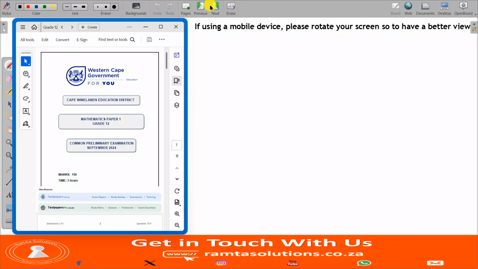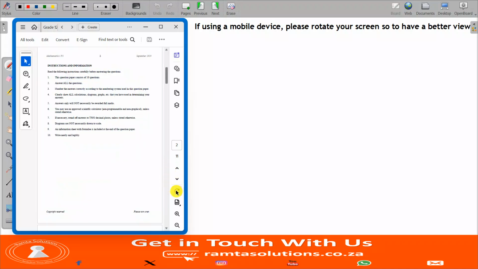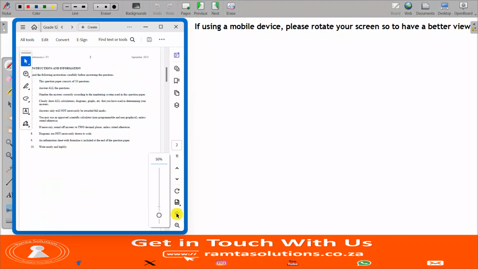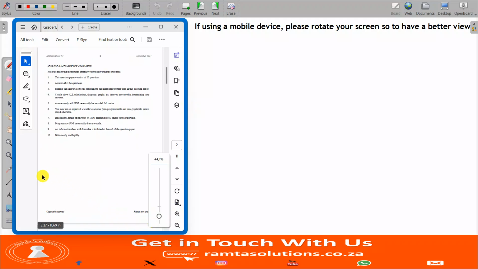Today the paper that we are looking at is the Western Cape's September 2024 paper. So before we proceed, let me zoom in on the instructions quickly. I will not read all of them, but I want you to remember a few of them.